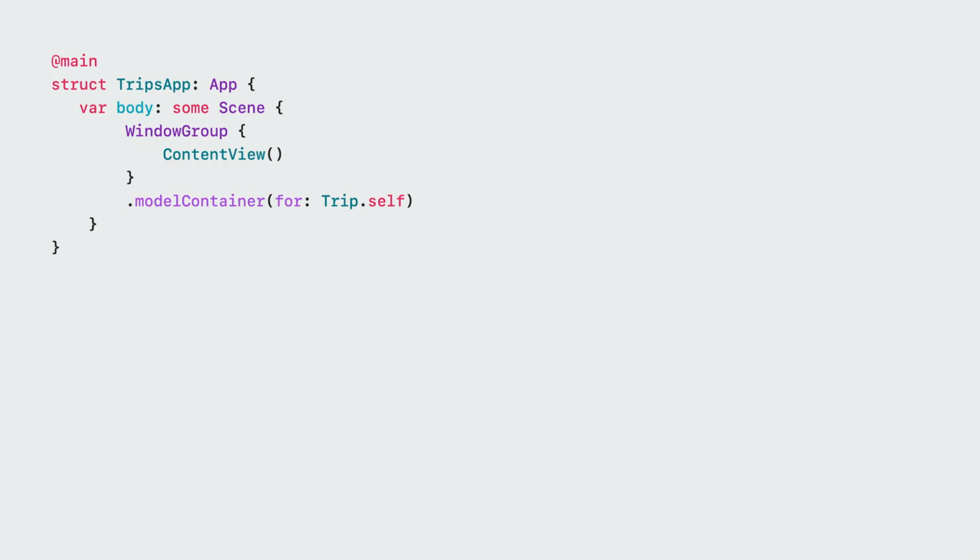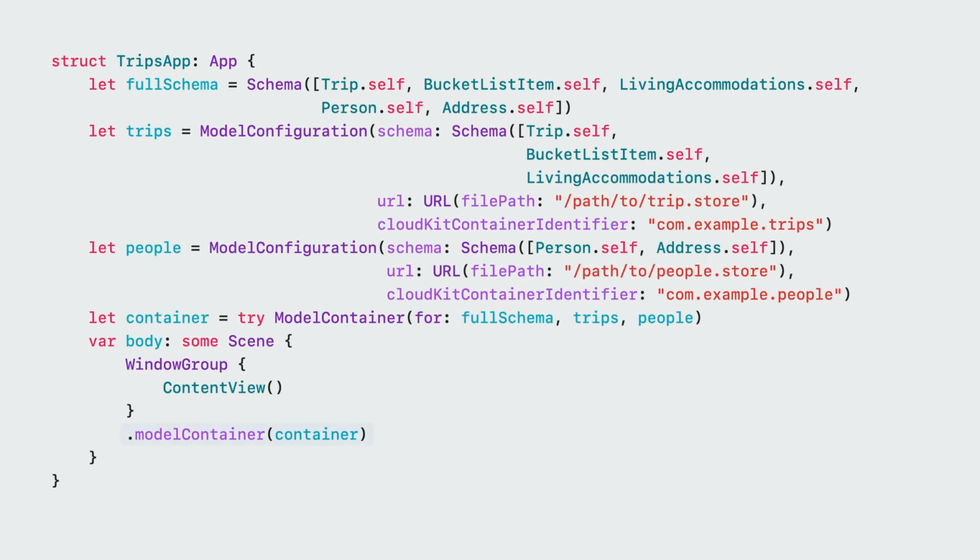In addition to instantiating a container by hand, SwiftUI applications can use the new model container modifiers to create the container they want to work with. The model container modifier can be added to any view or scene in an application, and it supports model containers from simple to powerful and everything in between.